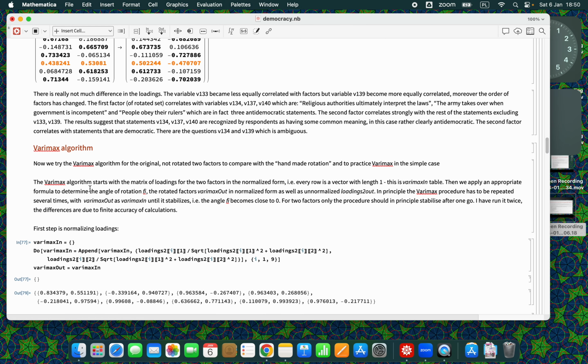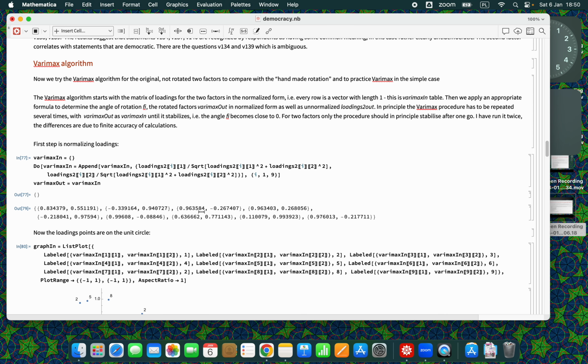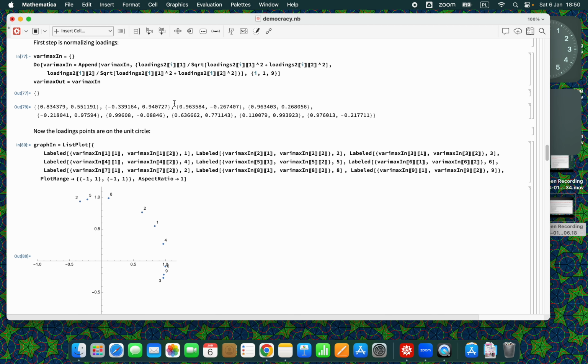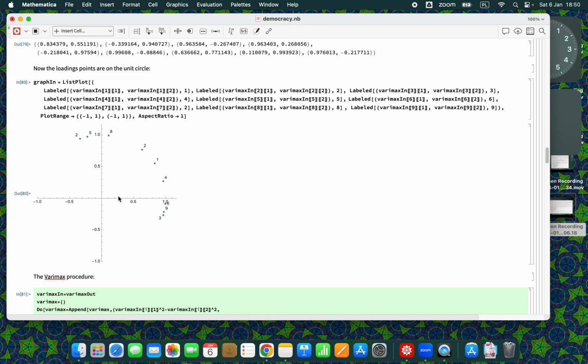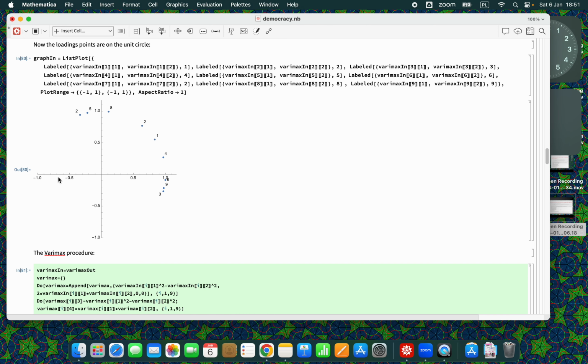Maybe we can do better with the Varimax algorithm. So now we do the Varimax algorithm. For the algorithm, we need normalized loadings. So now, after normalization, which is done here, all the points are located on the unit circle. And again, what we want to do is to apply the Varimax procedure to determine the angle and then rotate the variable.